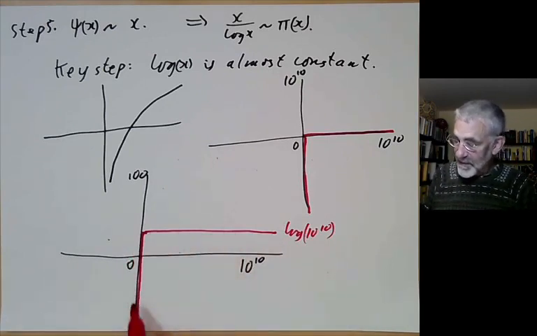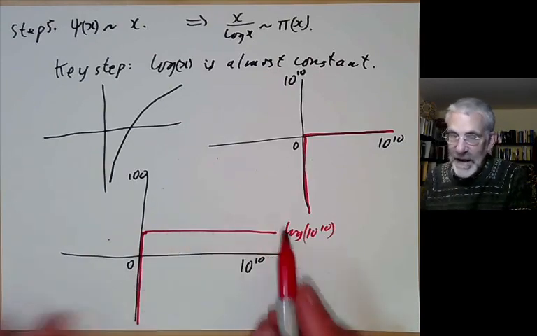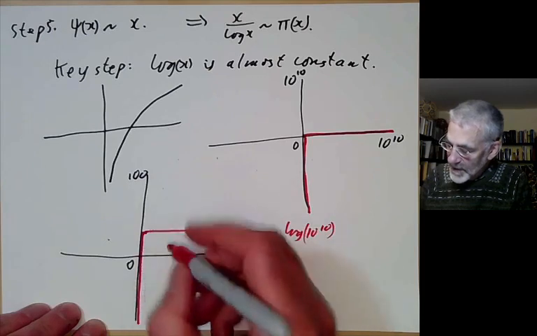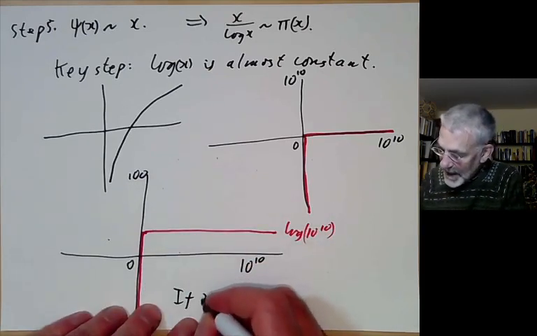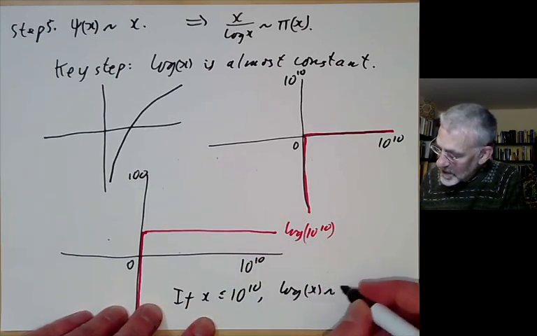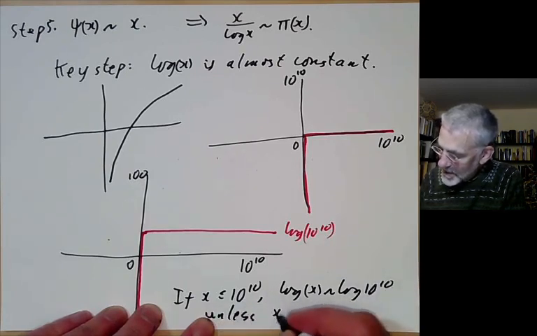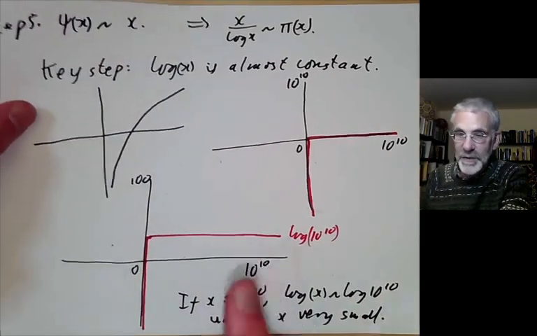And the graph of log of x looks almost like something with a right angle in it if you look at something on a very big scale. And you can see that what this is saying is that if x is less than or equal to 10 to the 10, then log of x is approximately log of 10 to the 10 unless x is very small. So the logarithm of x is very close to being a constant when x is very large.